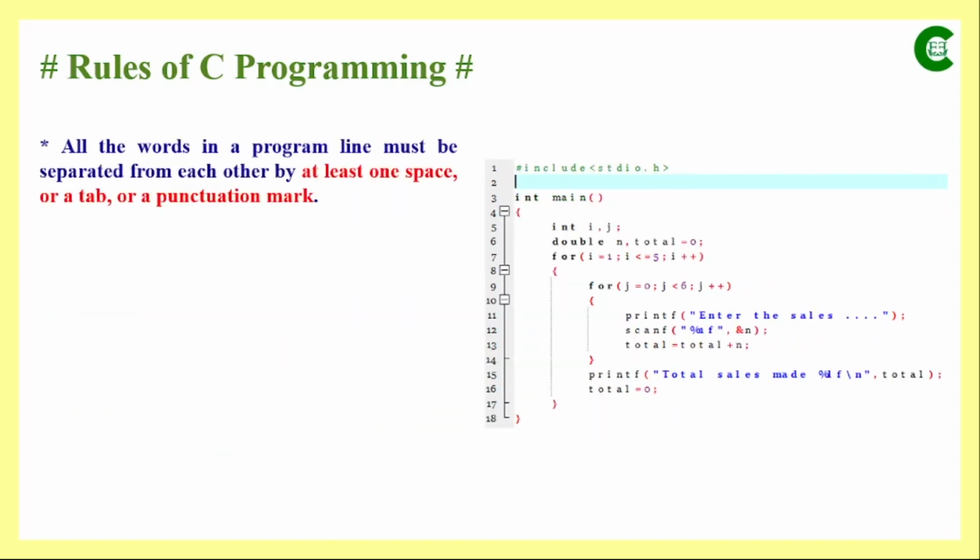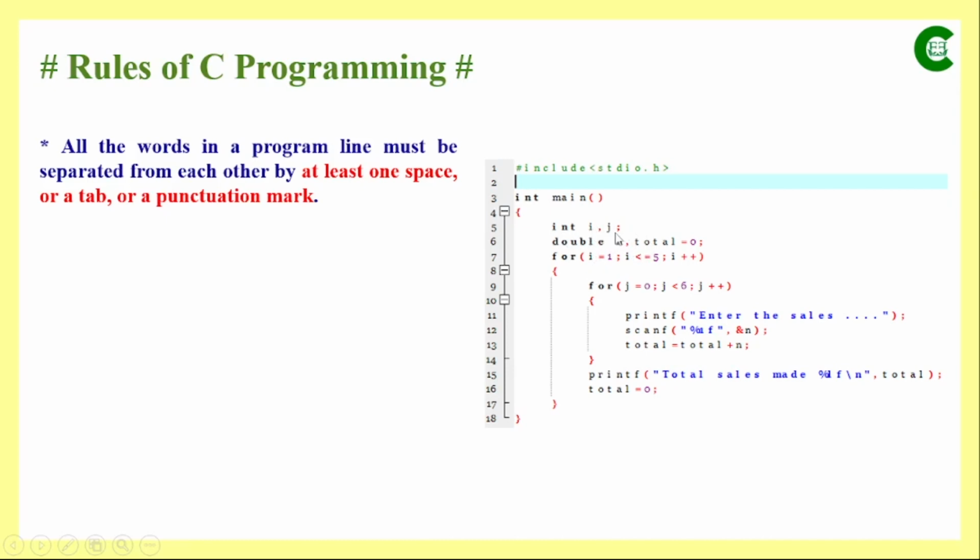Then the next rule: all the words in a program line must be separated from each other by at least one space, or a tab, or a punctuation mark. So in this program, as you can see, between this int data type and this main, the main function name, there is at least one space gap. Similarly here in double, the variable that we have used after that, we have also left some space.